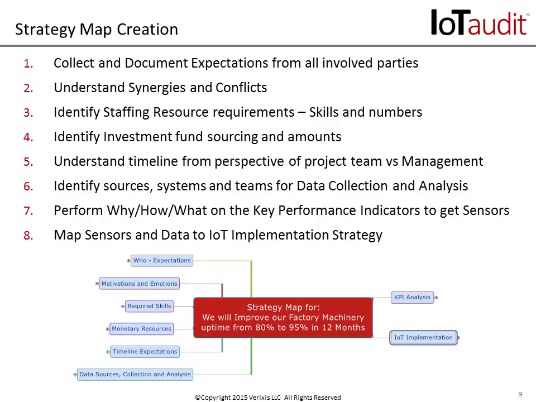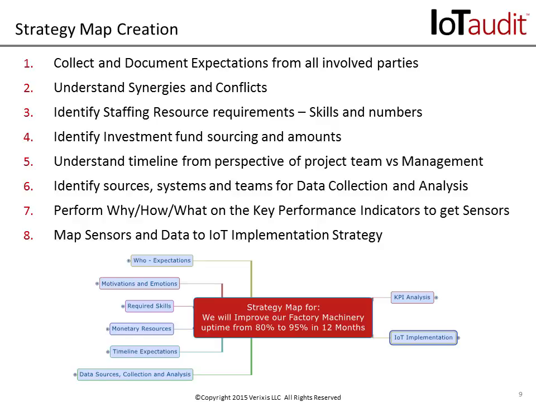We're going to identify all our staffing resource requirements, especially the skills required. Sometimes IoT brings different skill requirements, especially in data analysis, to your company, along with the number of resources we're going to require. We're going to find out where we're getting the money for the project and the amounts of money available to us. We're going to understand timeline from the perspective of the project team versus management, which are usually not the same. One is usually a bit more pessimistic and the other is much more optimistic.